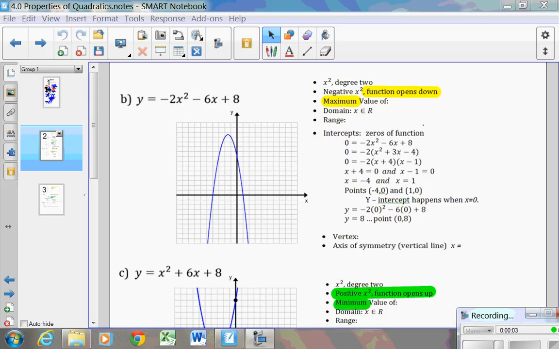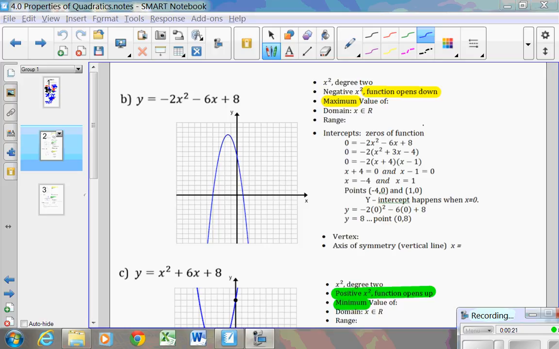Okay, this is the work that would go along with graphing example B. We have some of the work on the board already. The x squared means we're degree 2. The negative x squared indicates our function is going to open down.